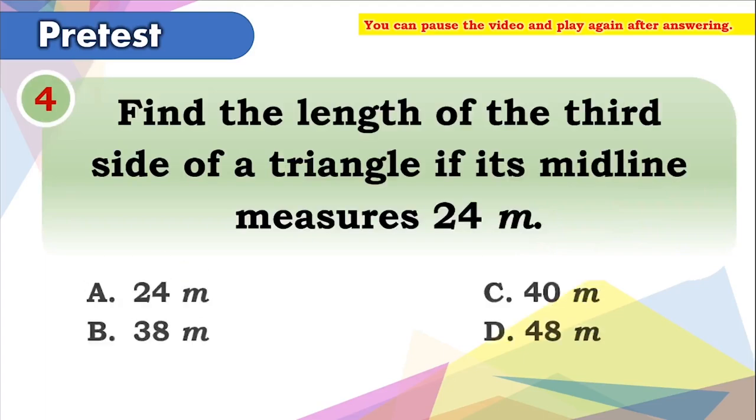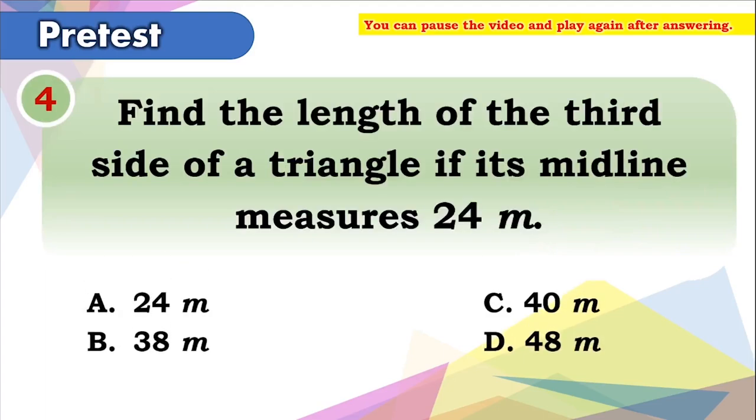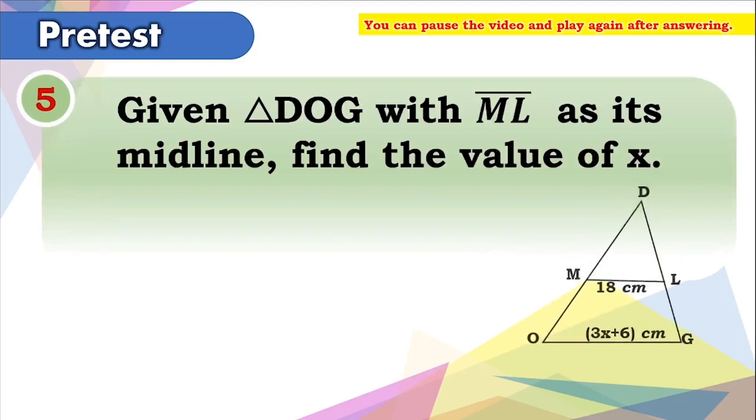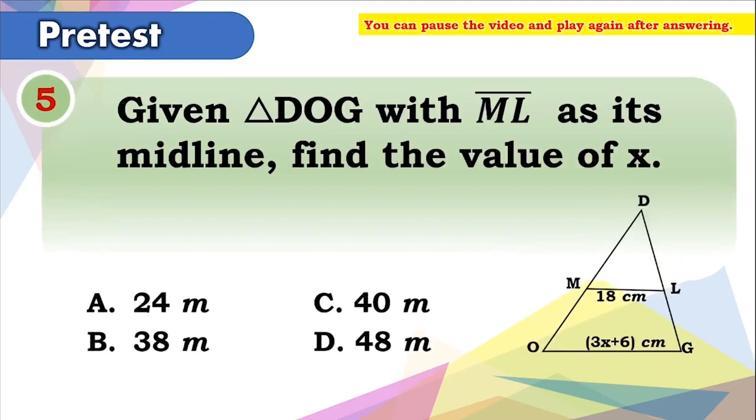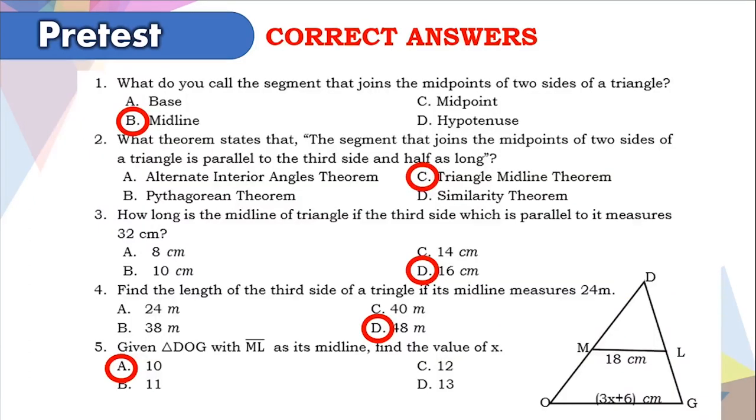Number 4. Find the length of the third side of a triangle if its midline measures 24 meters. And number 5. Given triangle DOG with ML as its midline, find the value of x. These are the correct answers.